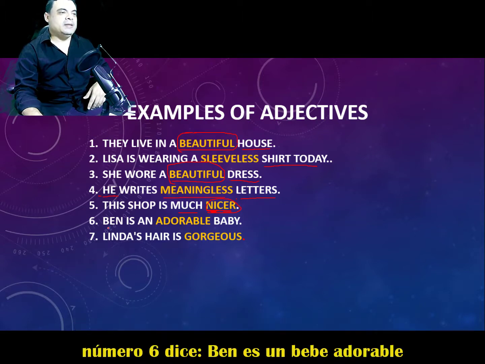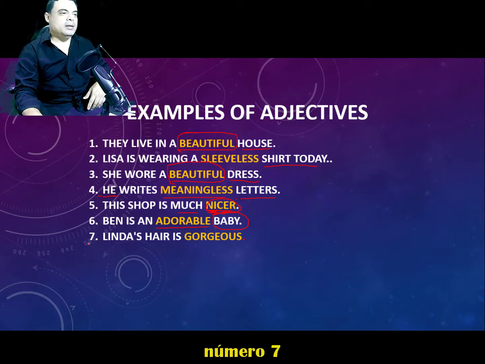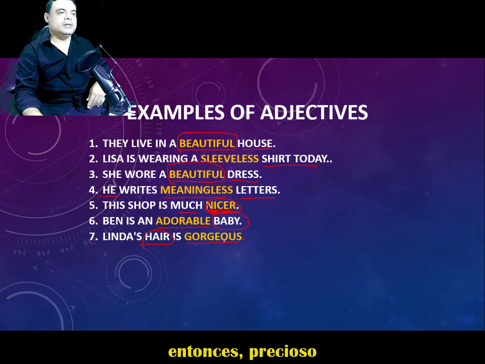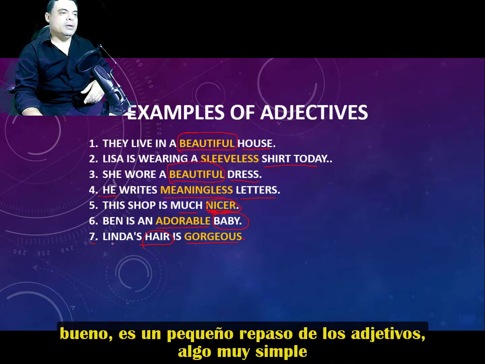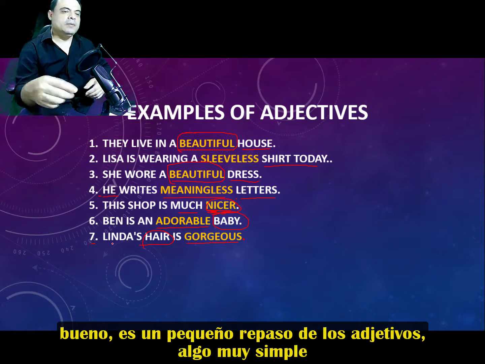Number 6 says, Ben is an adorable baby. So now they are describing how the baby is. Number 7, Linda's hair is gorgeous. Now they are not describing Linda. They are describing Linda's hair. So, gorgeous. That's the description of her hair. Okay? So this is a little review of adjectives, something very simple.